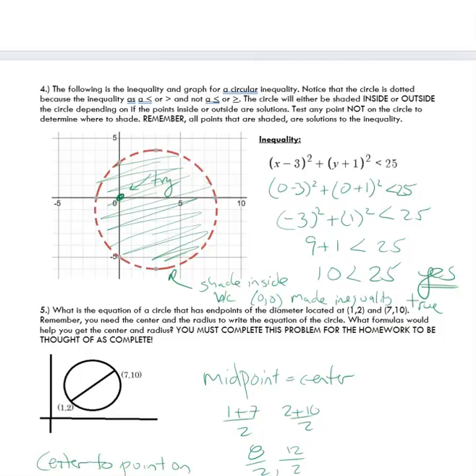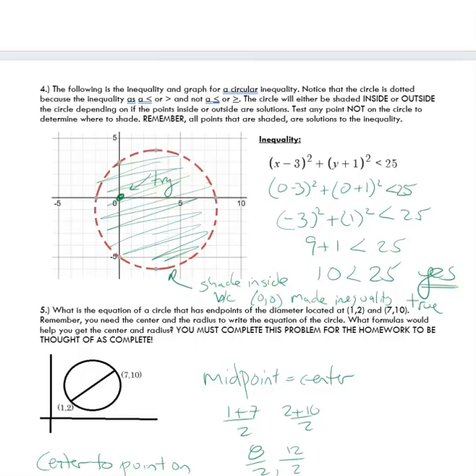The circle will either be shaded inside or outside the circle, depending on if the point inside or the outside is the solution. Test any point not on the circle, so any point inside or any point outside. If it works, shade in that location. If it does not work, shade in the other. I like 0, 0. When I put in 0, 0, I find out that 0, 0 does make the equation true, so I have to shade where 0, 0 was, which is inside.